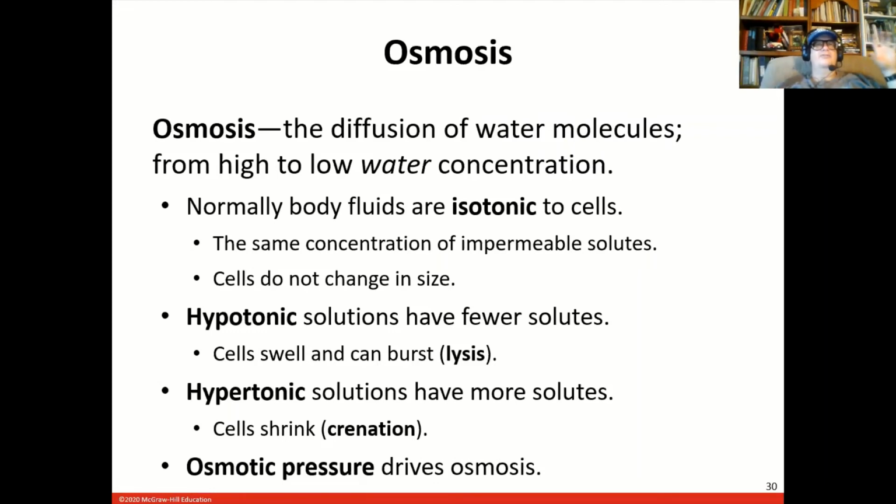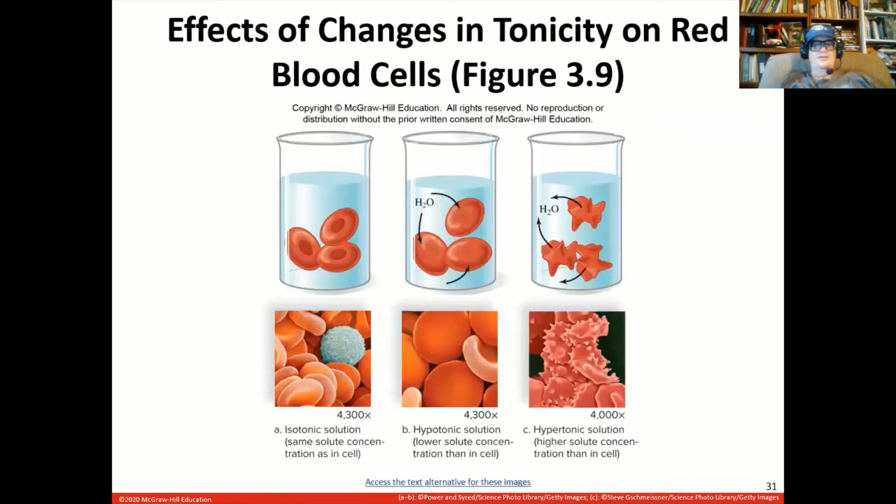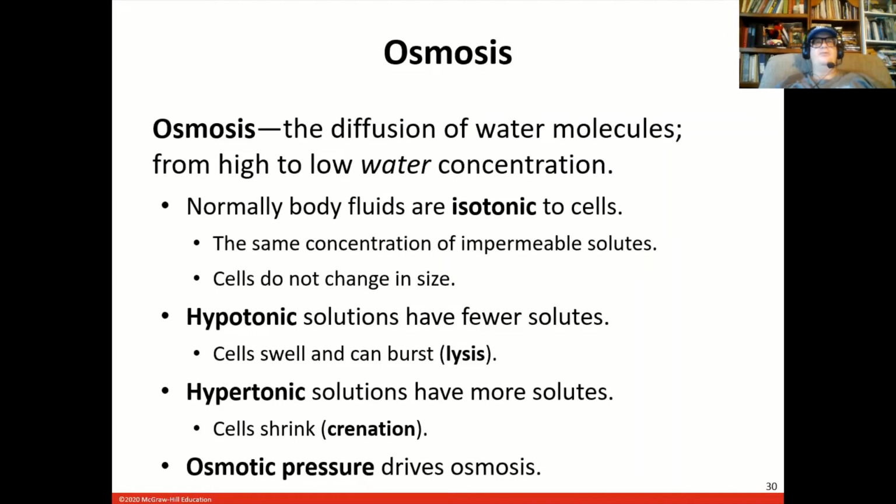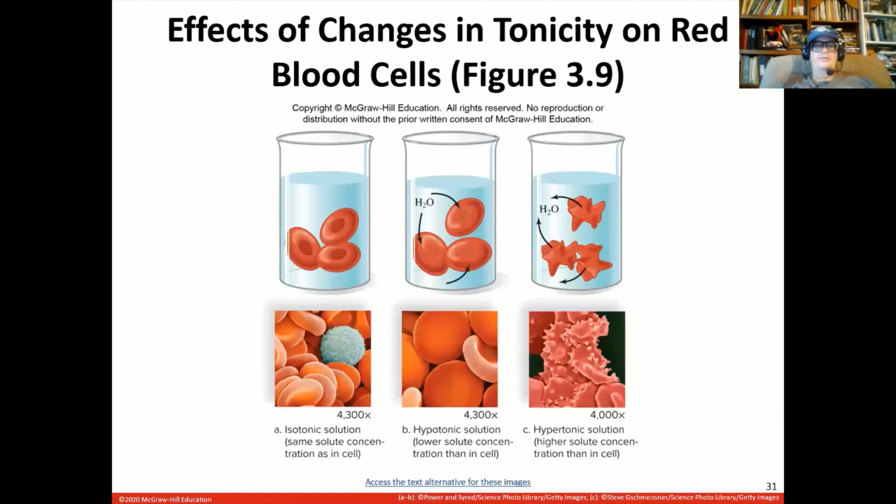We're comparing the solution outside a cell to the solution inside the cell. So when I say hypotonic, we've got a cell that we put into a solution that is less concentrated. Let's say it's almost pure water. And when that happens, remember I said water wants to dilute things? Water will cross the membrane, osmosis, and the cell will swell up, all right? That's what you're seeing here, hypotonic.